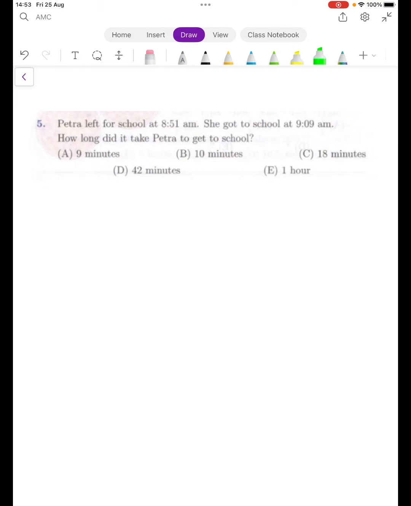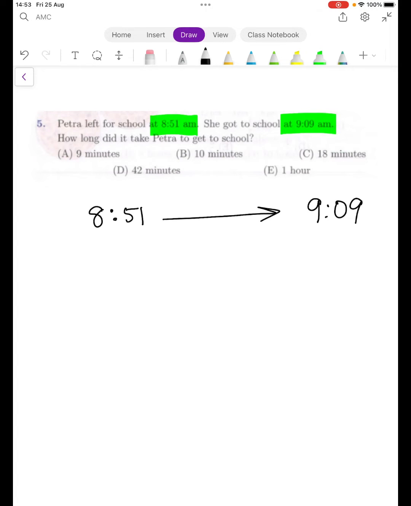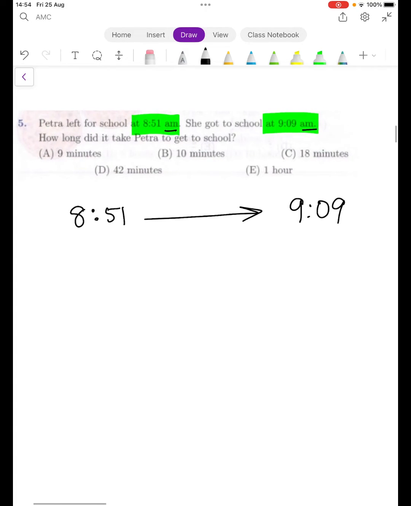Let's go on. Question number 5. Petra left for school at 8:51 a.m. She got to school at 9:09 a.m. How long did it take for Petra to get to school? Again, some students can just do it mentally, but if you need a written method, let me show you the steps. So we are looking at the time from 8:51 to 9:09. How much time does it take? And it's still AM to AM, so it's not crossing over.